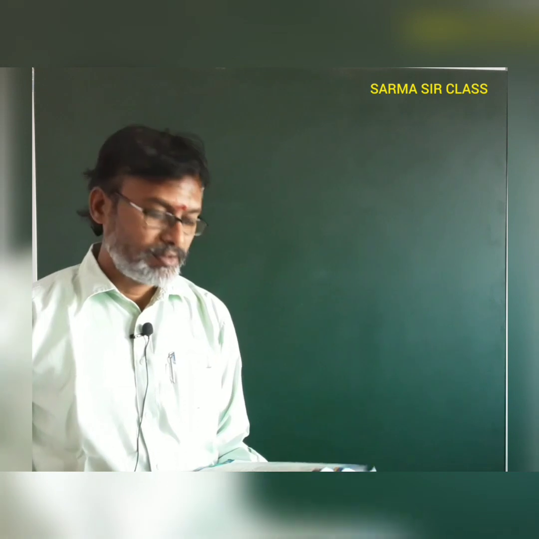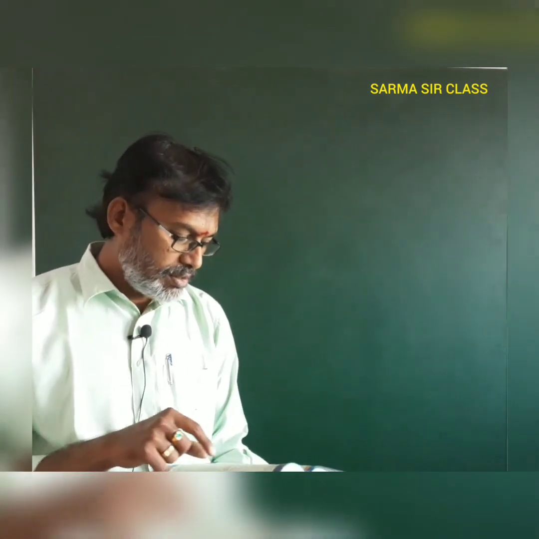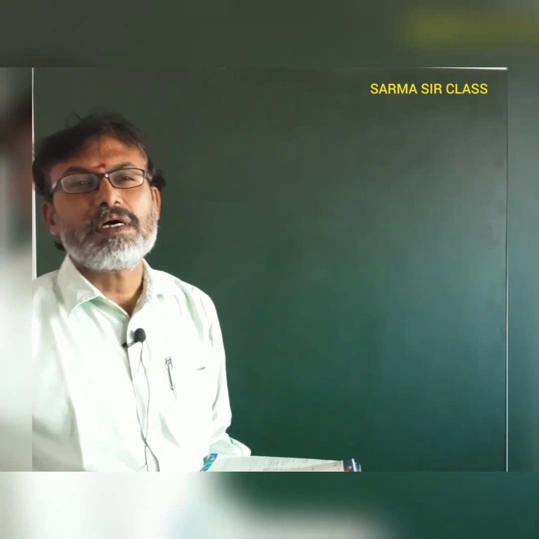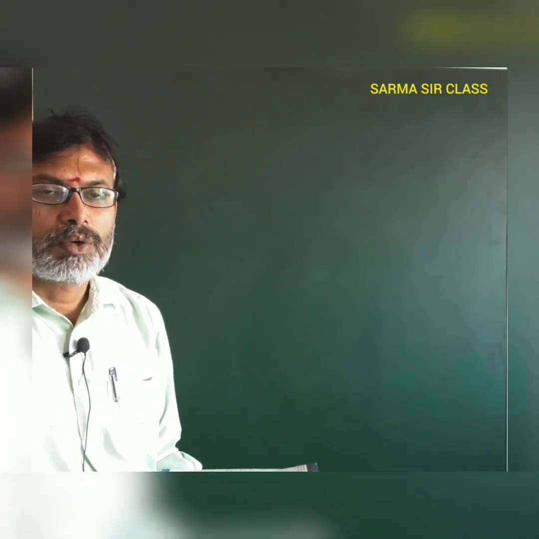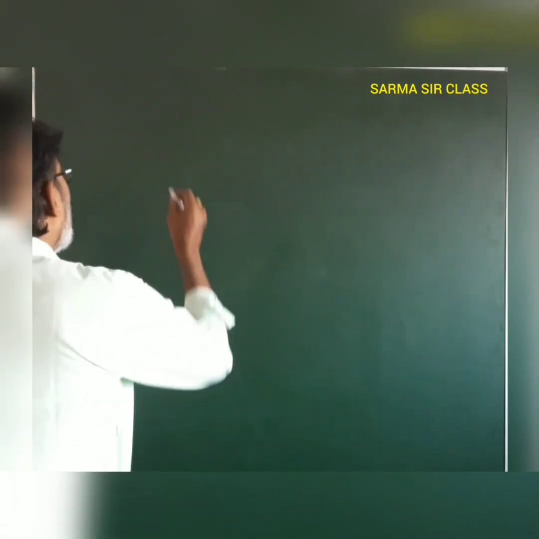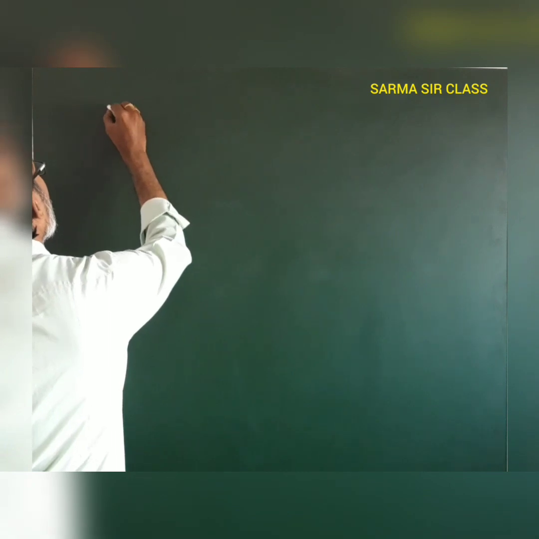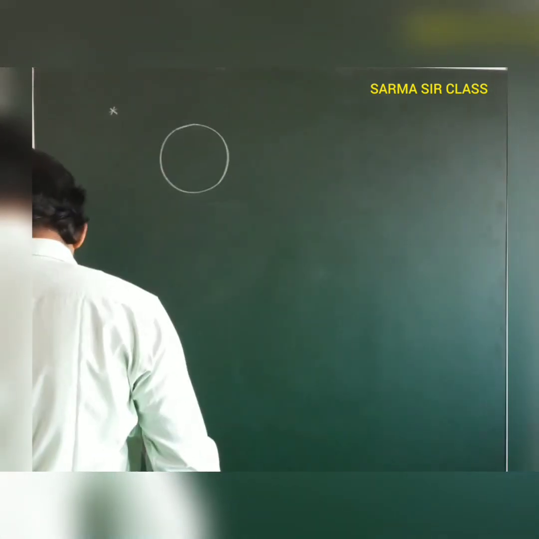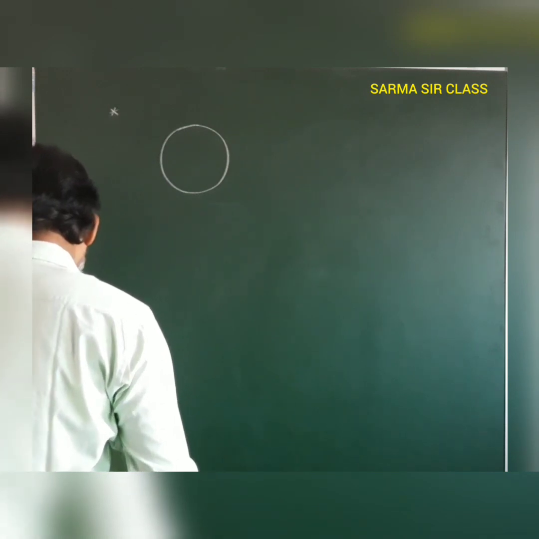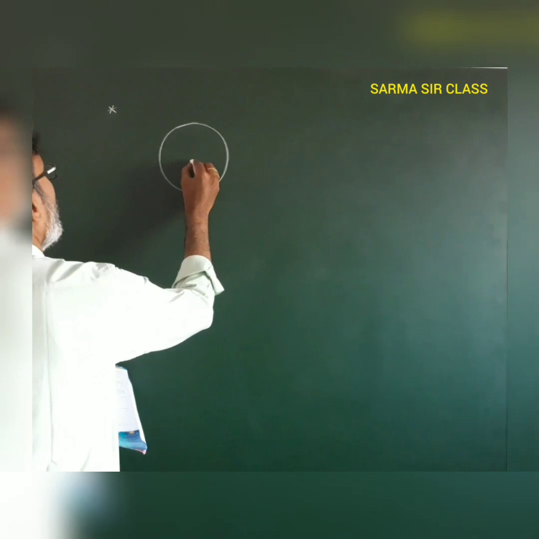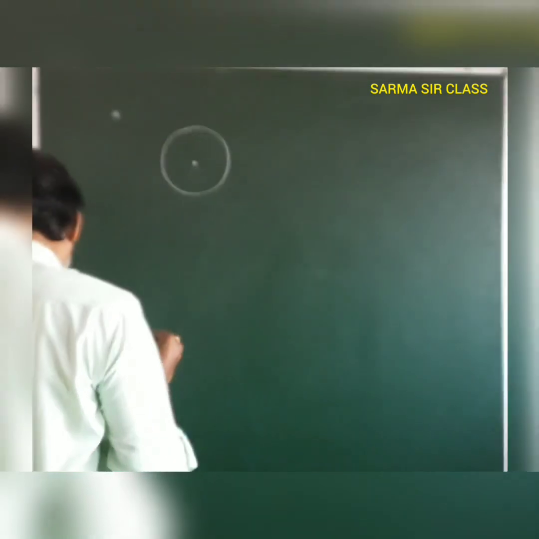Hi students, in this class now I am taking some applications related to the resistors series and parallel combination. Now we are taking one example here. This is one resistor, it is a circle, nothing but a uniform ring.